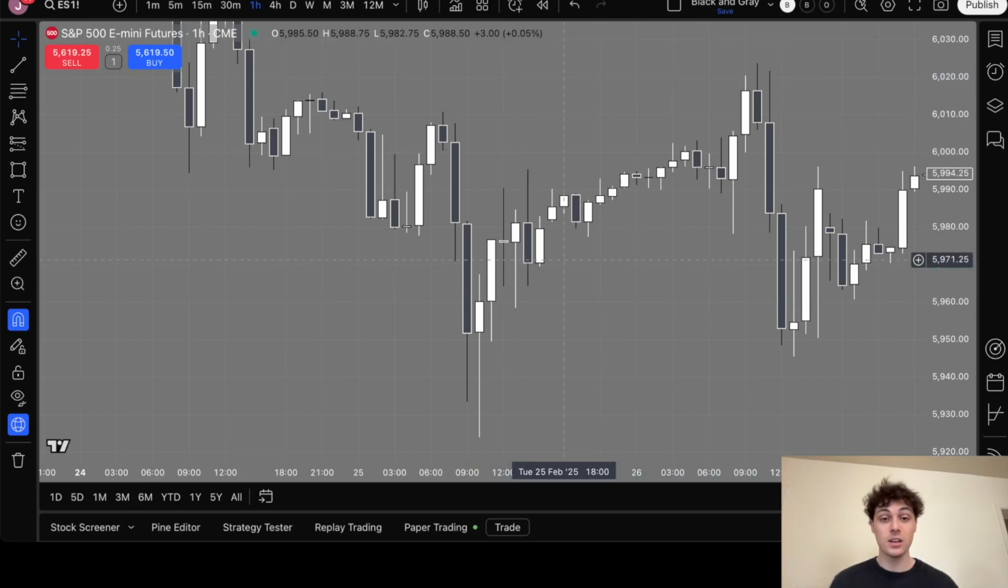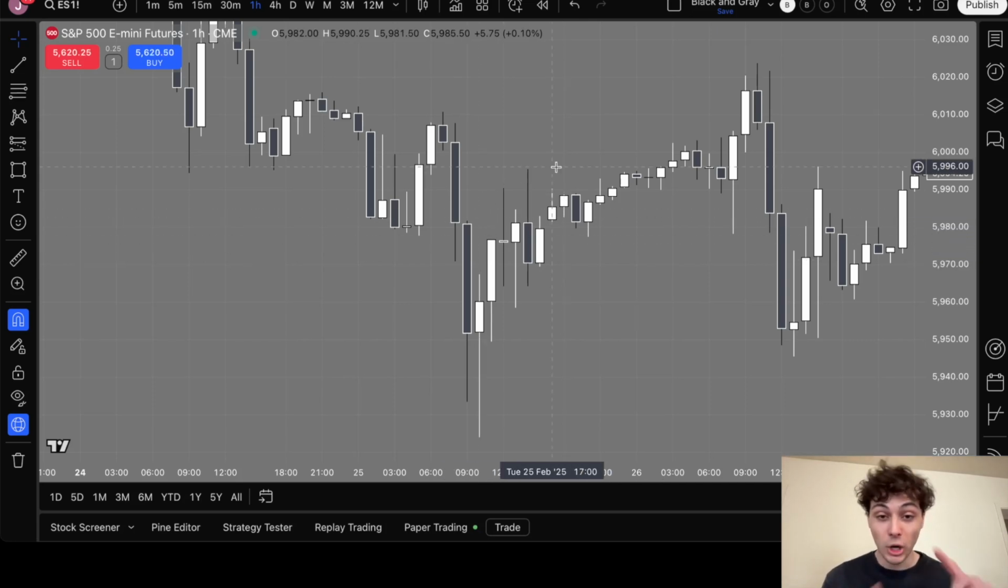Now you're probably like, well, how do you find the right fair value gap? How do you find this? How do you find that? It's called market bias. You have to have your daily bias every single day in order to take the right trade. A fair value gap is just one confluence for the entire day. That's all it is.